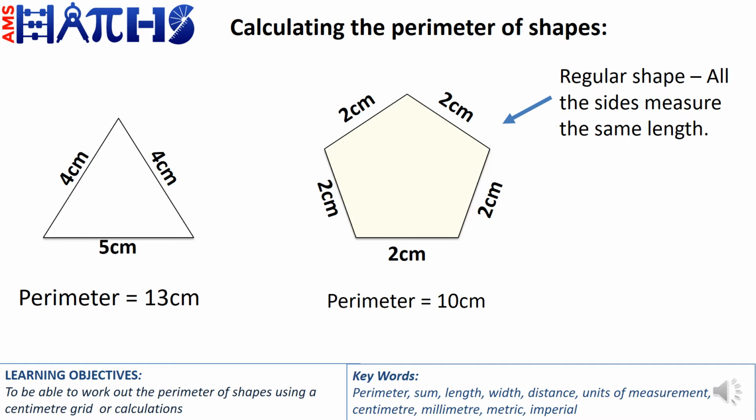If we take a look at the note on the right, that is being circled now, this pentagon is a regular shape, and a regular shape is one where all the sides measure the same length. Please bear this in mind as we go through other examples later on the PowerPoint.